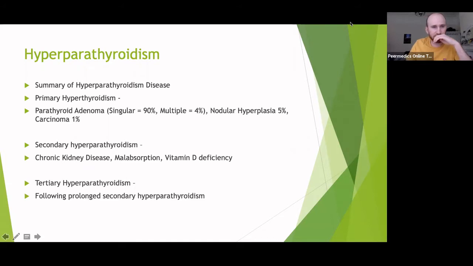So basically, hyperparathyroidism isn't just one disease or isn't just caused by one thing. There's a summary of the disease itself. So you've got primary hyperparathyroidism, which is with the parathyroid gland itself. So most of the time, this is caused by a singular parathyroid adenoma.